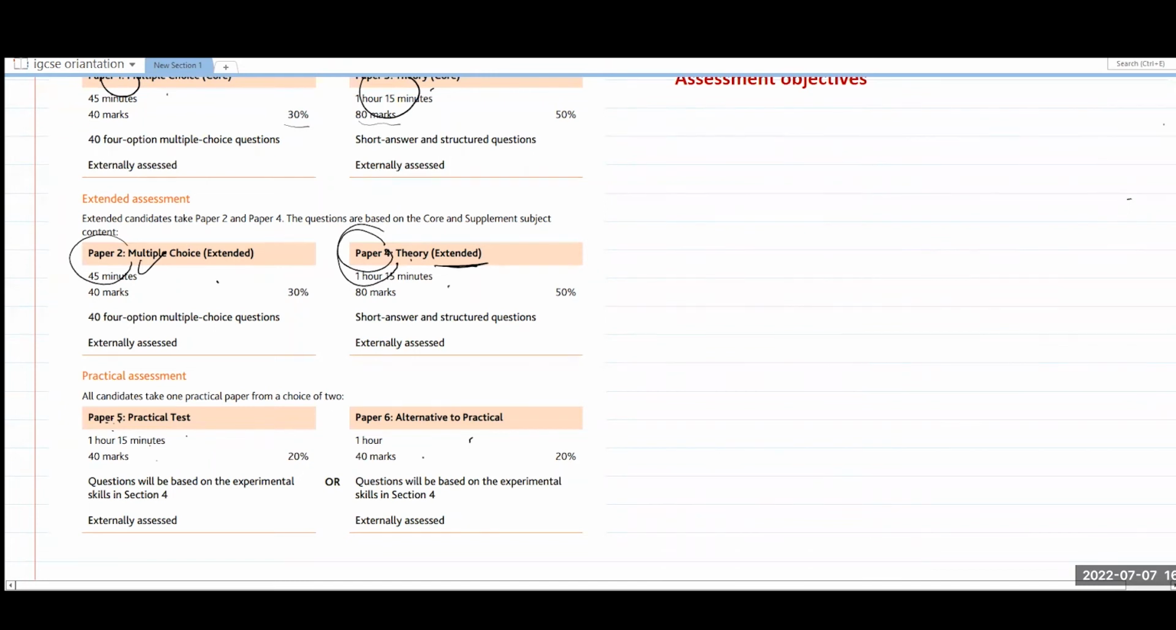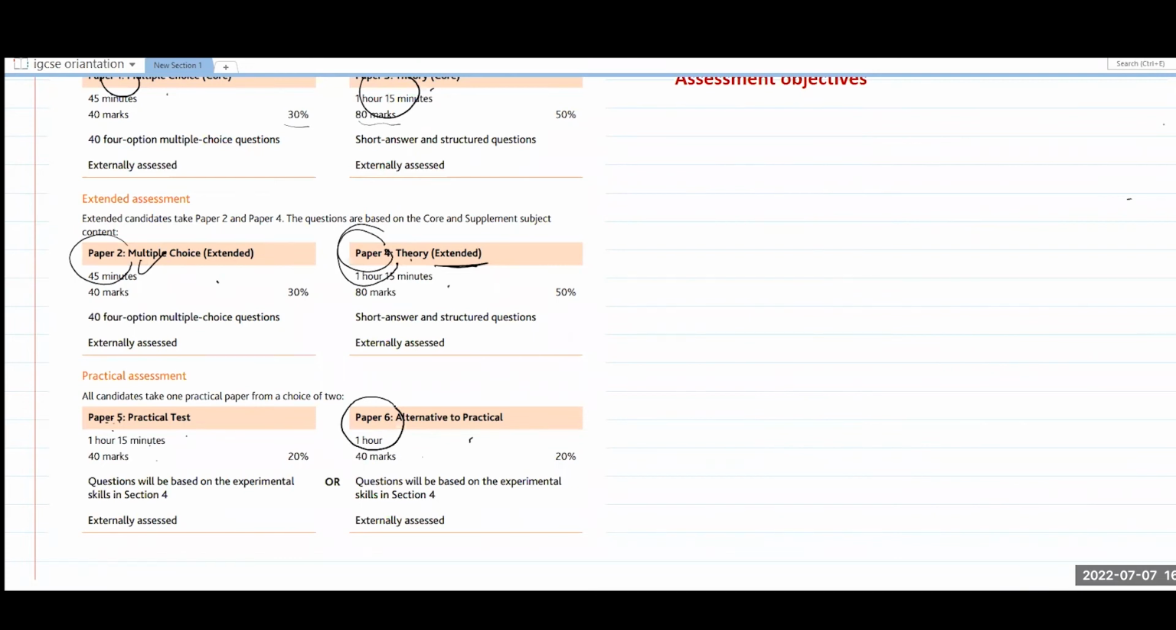In all of our region, in Saudi Arabia, Egypt, Emirates, and Kuwait, we are all using paper 6, which is the alternative to practical. Paper 5 is laboratory based assessment. The student will go to the lab and do the experiment by themselves. Okay.